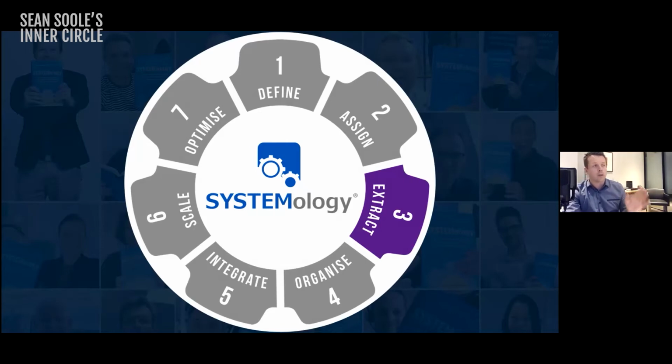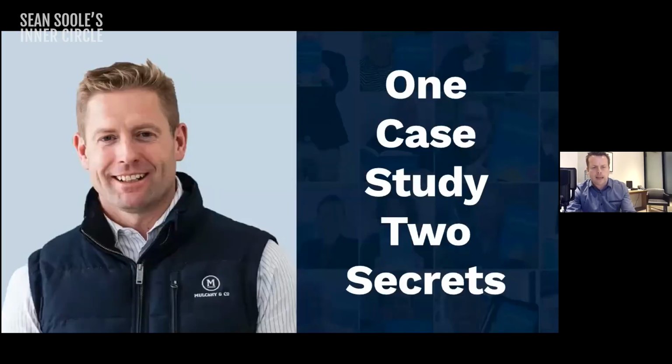So if you were working with Rob as a systemologist, you'd have a couple of calls with Rob where he'd go through stage 1 and 2 with you. Once we get to 3, you might be involved in some of the extractions, but he might at that point prefer to meet with your team. So we're going to use a case study, and I'm going to give you 2 simple secrets that you can use and apply for easily extracting systems.